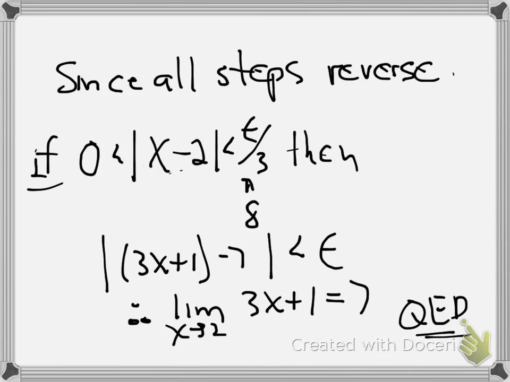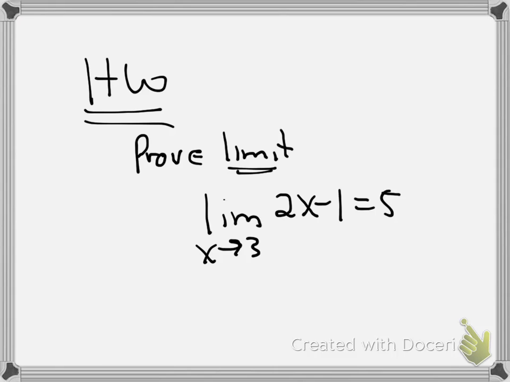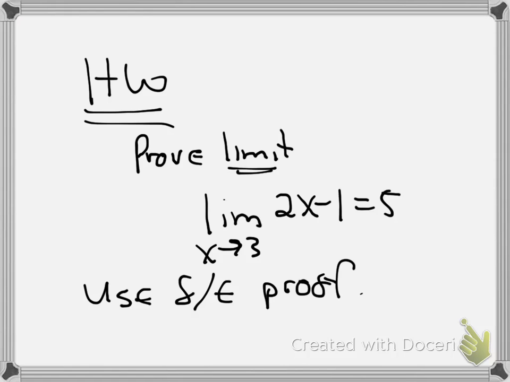Okay, what I would like you to do is one problem. Homework. I want you to prove that the limit as x approaches 3 of 2x minus 1 equals 5 using a delta epsilon proof. And turn that in for me.